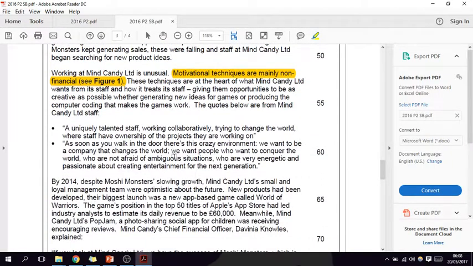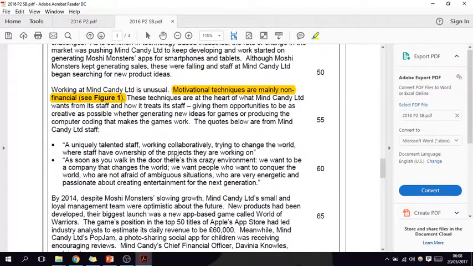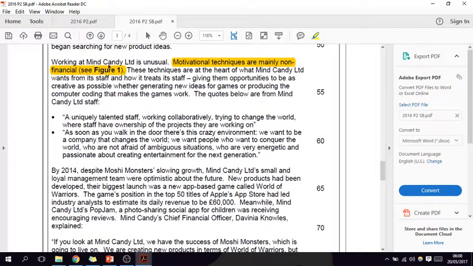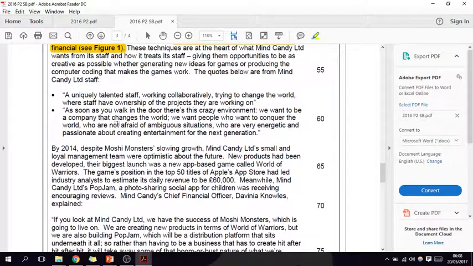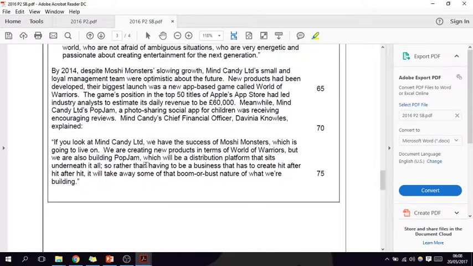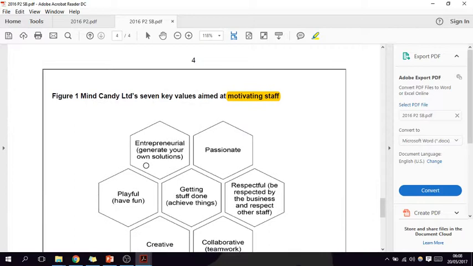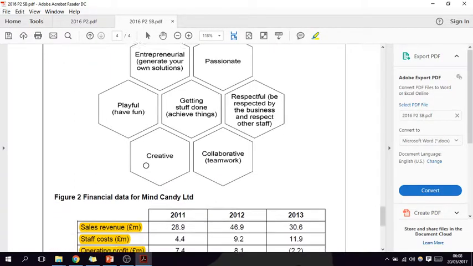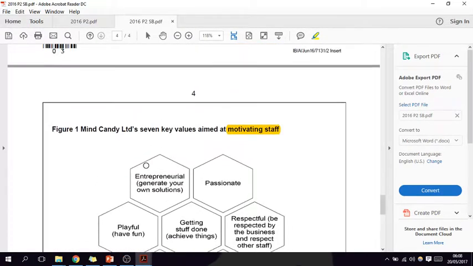And there's motivational techniques, non-financial, tells me to see figure 1. So I know that the information about motivational techniques is going to be in this part of the case study. And there's some more information about motivating staff.